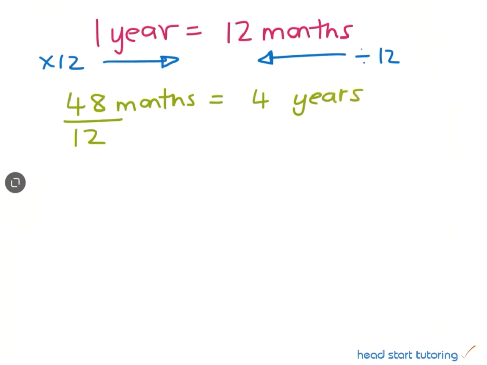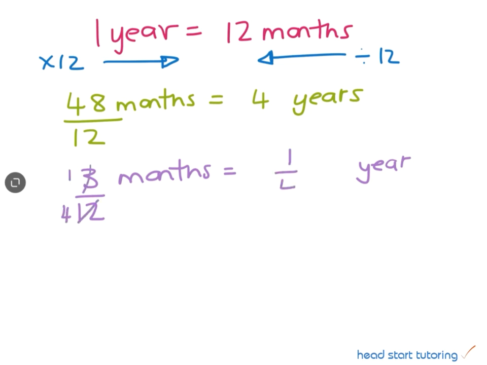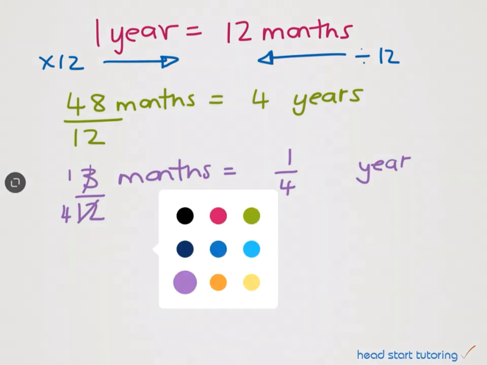If I would like to work out how many years 3 months is, we know it's not going to be a full year, but we still need to divide by 12. So 3 months is equal to 3/12 of a year, but we obviously need to simplify this 3/12. So we divide them both by 3 to get 1/4. So 3 months is equal to 1/4 of a year.